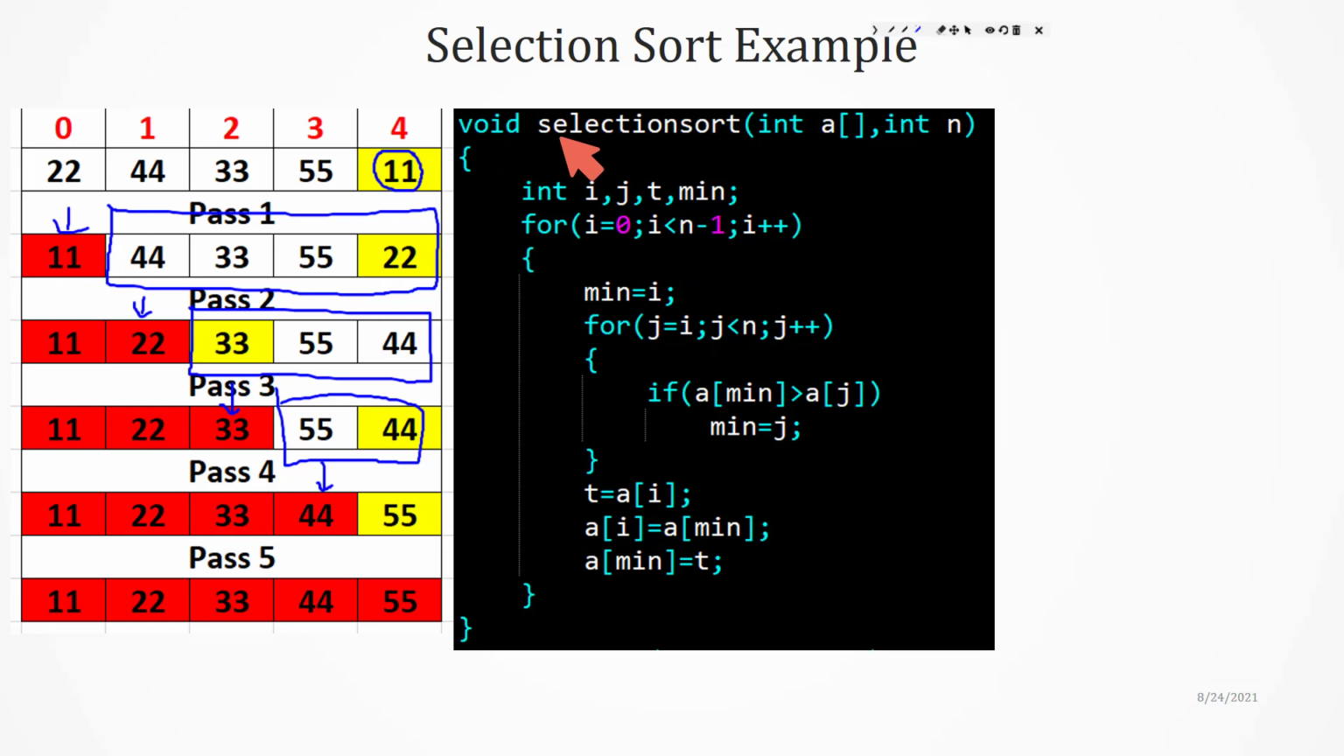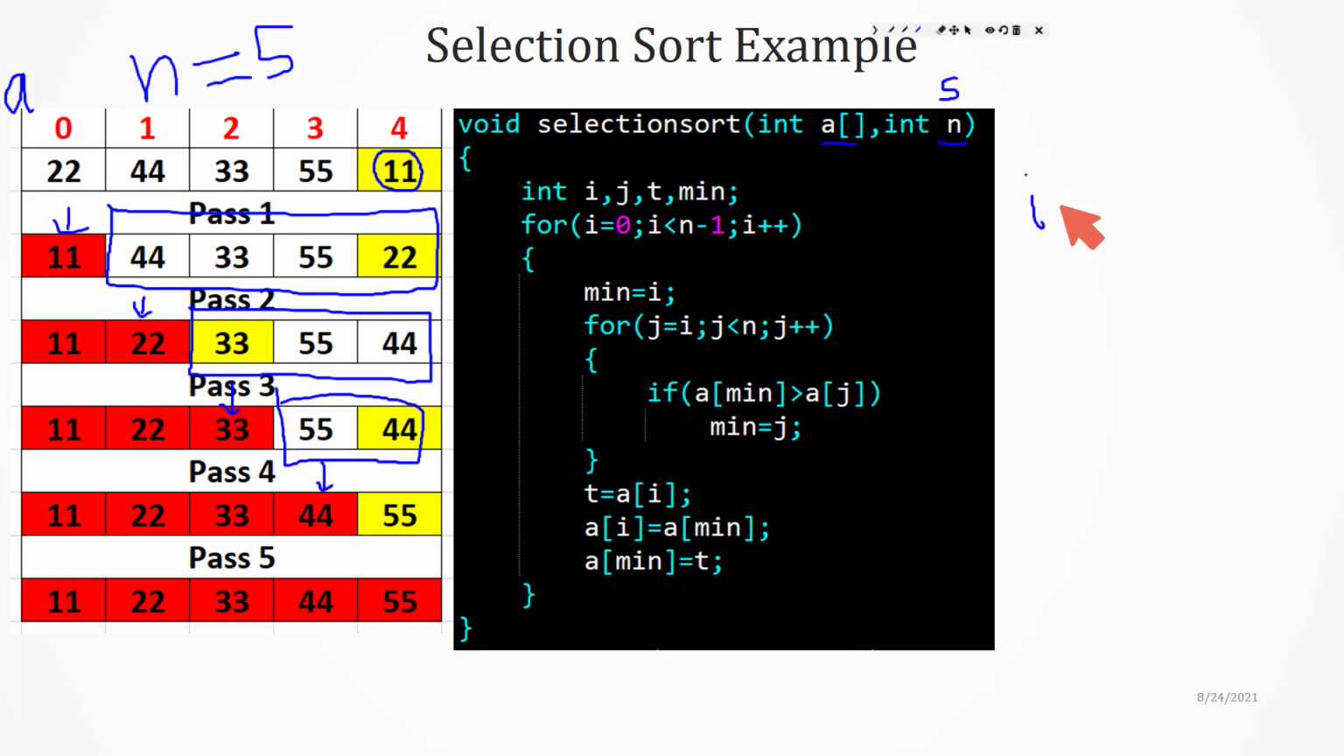Similar to bubble sort, here also I am writing selection sort with the help of a function. A is the array, n is the number of elements. So A is this array, n is 5. Again, here I have some i values.